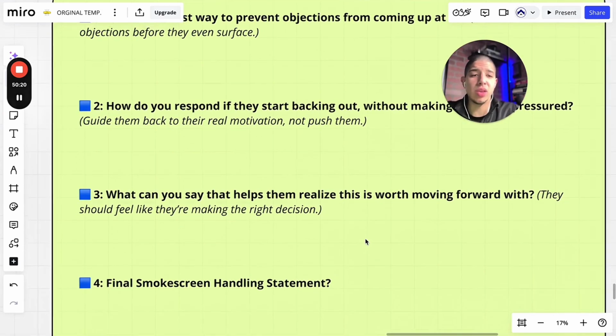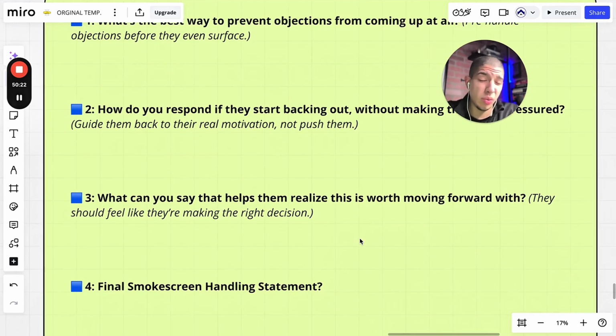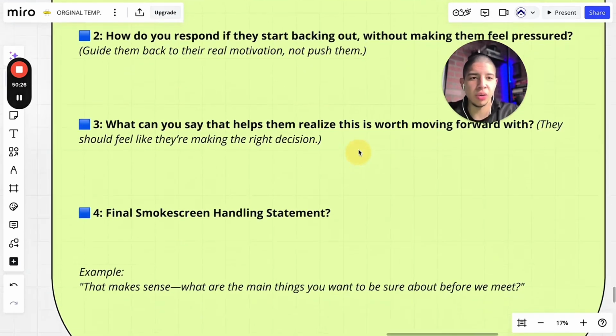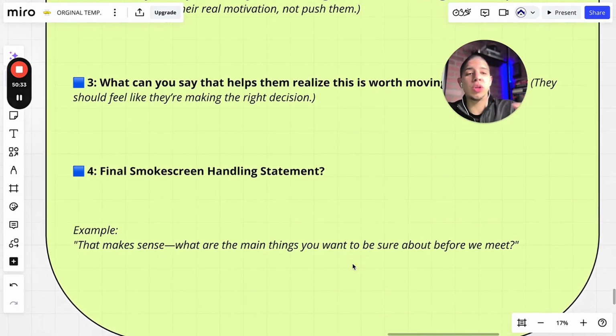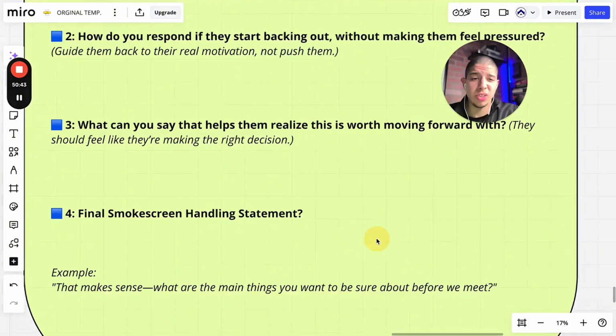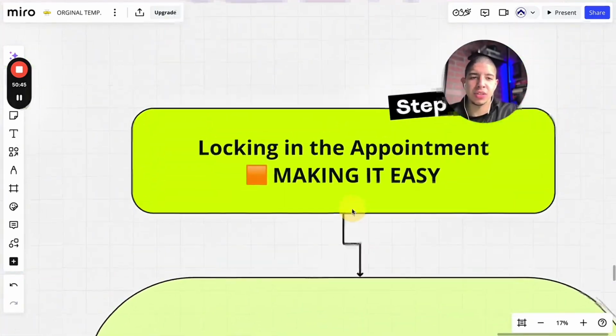What can you say that helps them realize this is worth moving forward? They should feel like they're making the right decision. Honestly, it shouldn't even really feel like a decision. It should feel guided in a way. It should just flow, right? So that makes sense. What are the main things that you want to be sure of before we meet? Or, it's a really good question you can ask: Yeah, I'm just curious, John, just so I could know, what would make this a no-brainer for you? Yo, that question, if you say it with the right tonality and verbal pacing, it's cooked.